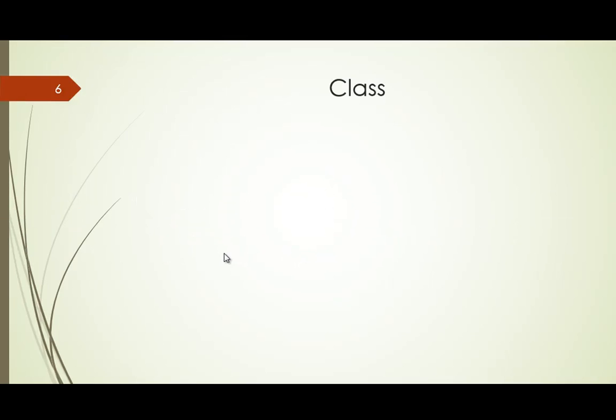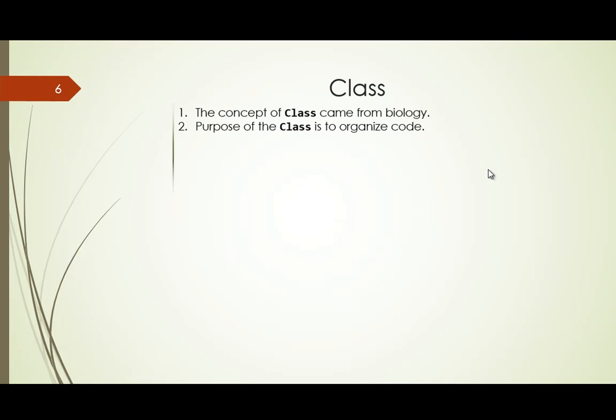In high school, I never took biology, but it turns out that somehow biology contributed to computer science, and the class concept first came from biology. The purpose of the class is to organize your code. A class is an abstract representation or a blueprint of an object.